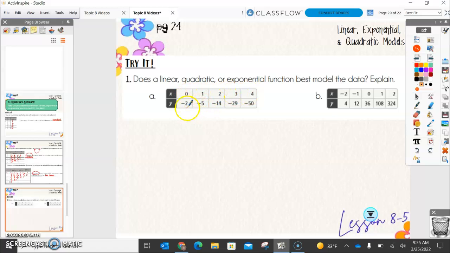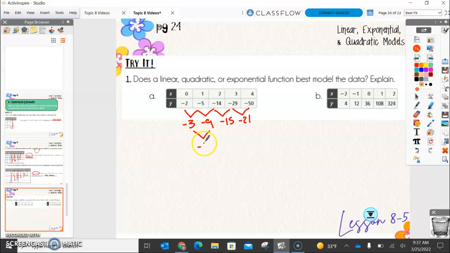Our x values are going by 1. Here, this is going down by a difference of 3. This one goes down by 9, and this one goes down by 15 and 21. So it's not linear because those are not a constant decrease.